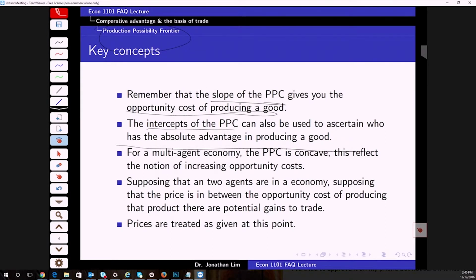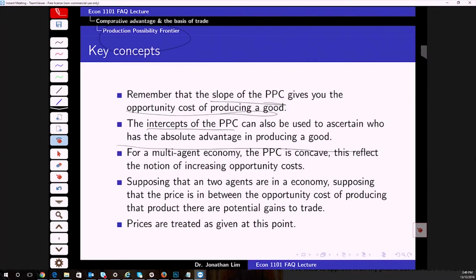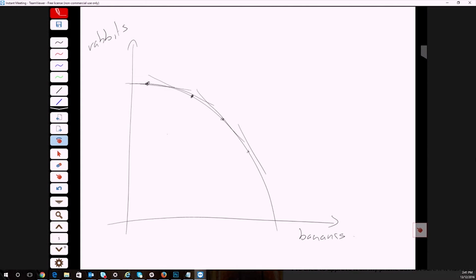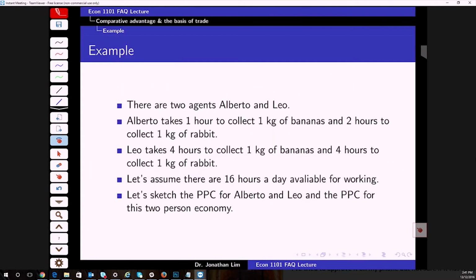So the PPC is actually very rich in information, and I really hope that you have taken the time to really explore this, because it is one of the key concepts in economics, and it lays the foundations for why we actually do trade. So the next thing that we'll be talking about is an example. I've already implicitly gone through this example, but let's walk through this step by step so that you are clear in terms of what needs to be done.